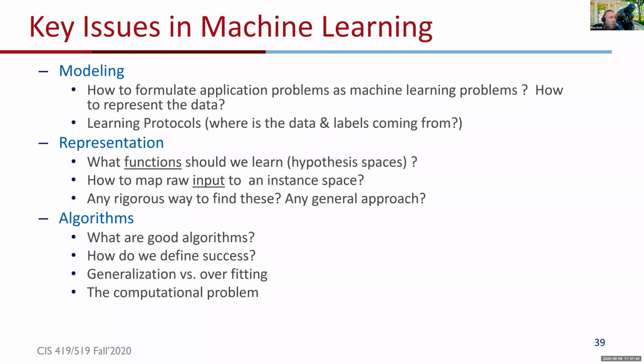And of course, there's a question of, is there any theory for this? Any rigorous way to find this or general approach? Really, the answer here is going to be no, but this is a key question in machine learning. And finally, algorithms. What algorithms do we want to use? What are good algorithms? How do we define success? How do we know whether we are just overfitting our data or we are actually going to generalize well to future previously unseen examples? And of course, there's a computational problem. When you run an algorithm, you want to know, is it efficient enough? What are the computational issues here?